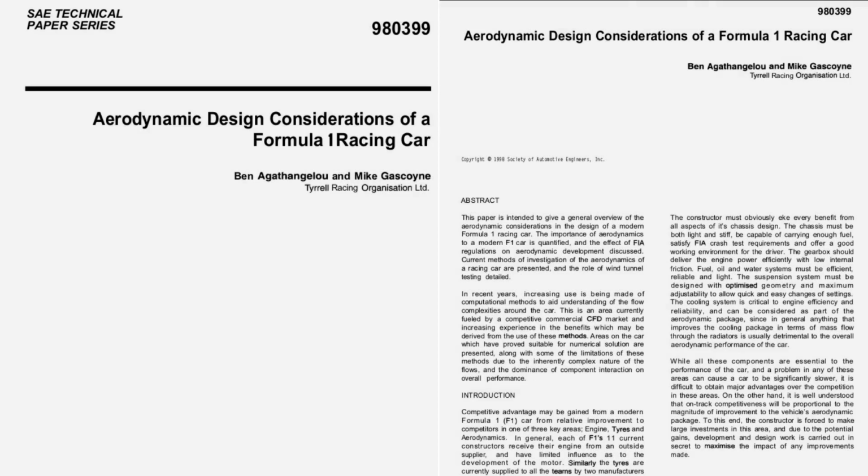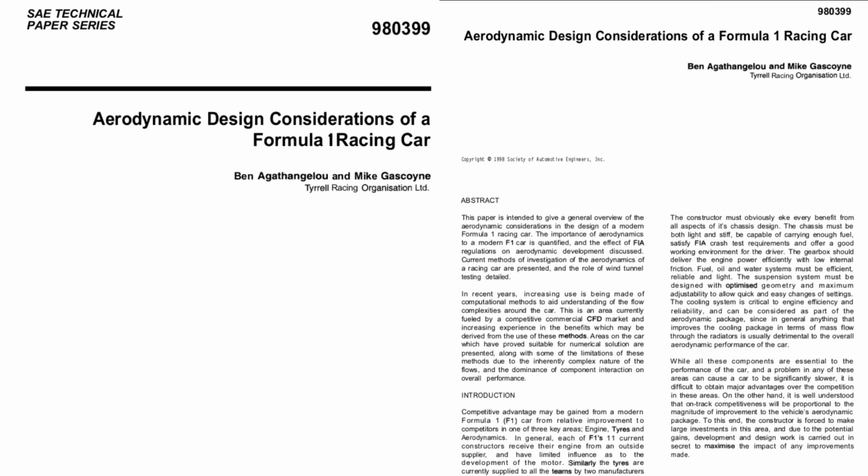The paper I refer to is by Ben Agathoglu and Mike Gascoyne, published in 1998, Aerodynamic Design Considerations of a Formula 1 Race Car. In these 6 fantastic pages it gives a breakdown of the important features of a Formula 1 race car from the 1990s. Principles from this paper are still relevant, and I would recommend anyone finding it to read.